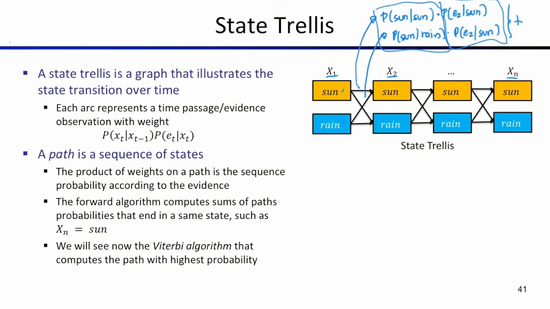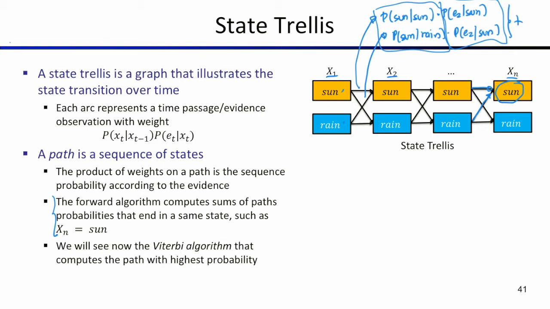Okay, so what's going to happen here at the end is that the forward algorithm will compute the sum of path probabilities that end in the same state, such as xn equals sun. So we're going to continue doing this, and we can understand that at the end, when we sum the probabilities of coming from here and the guys coming from here, we will get this guy, the probability of xn equals sun. So it's basically what the forward algorithm is computing.